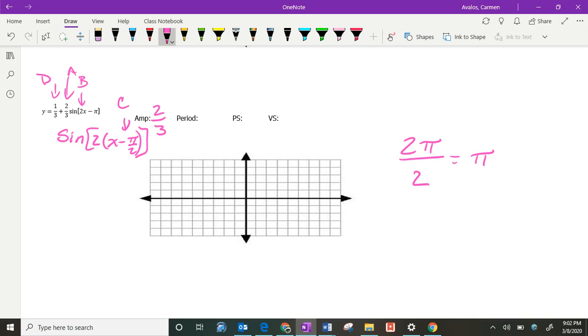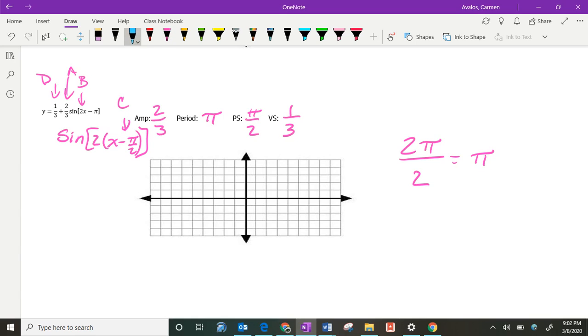So we're taking the 2 pi, this is going to shrink it. And so we are going to say that this one here is going to be pi is the period. The phase shift, that means that you're moving it left and right. That's going to be the positive. We do the opposite and it's shifting up by 1/3.